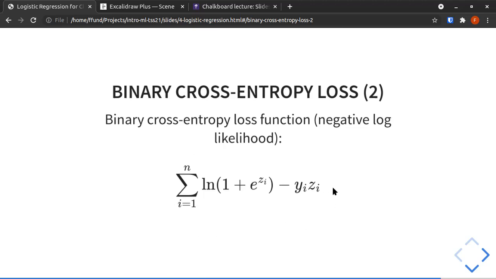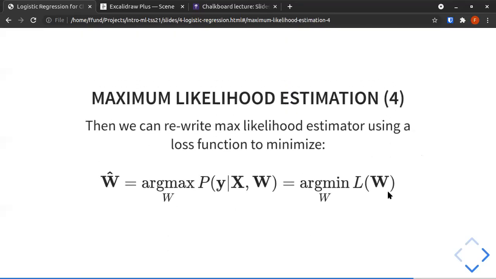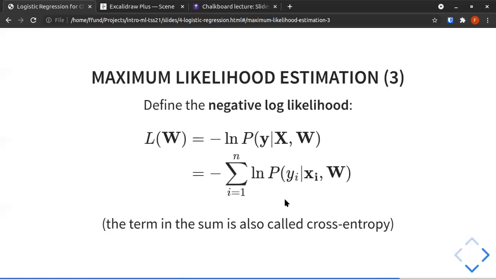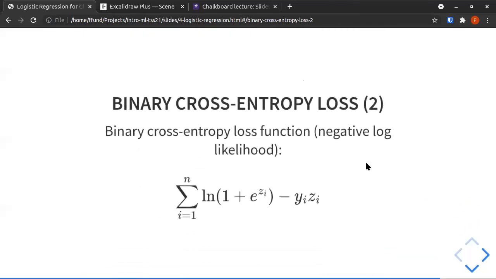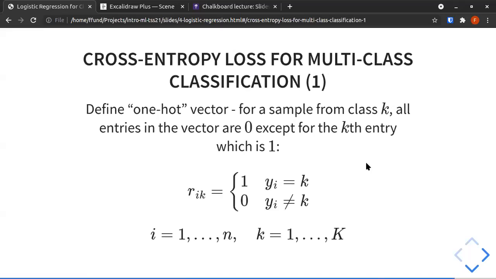Now, it turns out that this is relatively easy to minimize using gradient descent because it has a very nice, friendly derivative. All we need to do is use some numerical optimization procedure like gradient descent, and we can find the weights that minimize this value. For multi-class classification, the procedure is the same. We're going to plug the sigmoid into that loss function, but it's going to look slightly different.